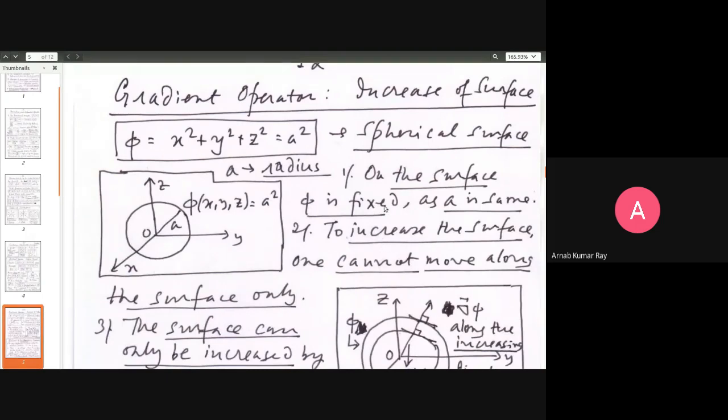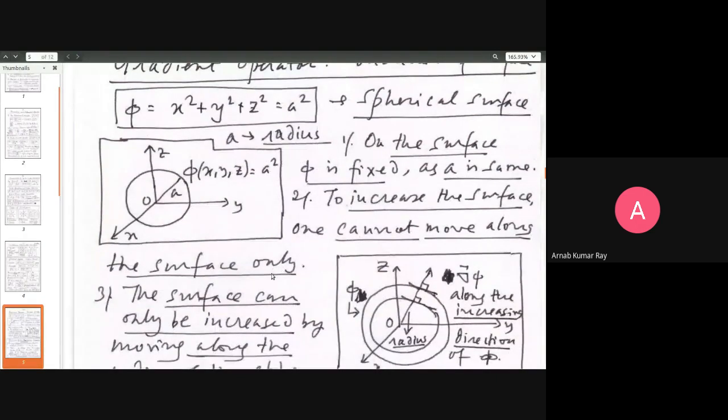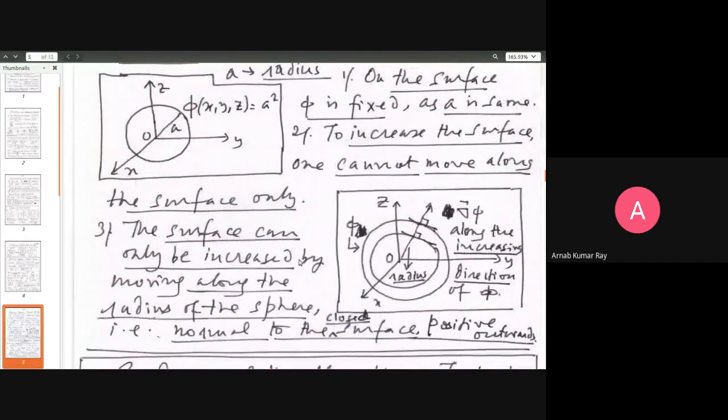Now I'm saying you have to increase the surface. If you have to increase the surface, you cannot move along the surface, because the equation of the surface is phi is equal to a squared. So if you keep moving all over the surface, then a is not changing. If a is not changing, phi is not changing. So you have to increase the surface. To increase the surface, you cannot move along the surface only. You have to move away from the surface. And so it is. Here we are.